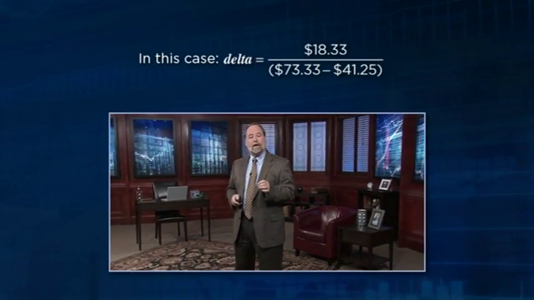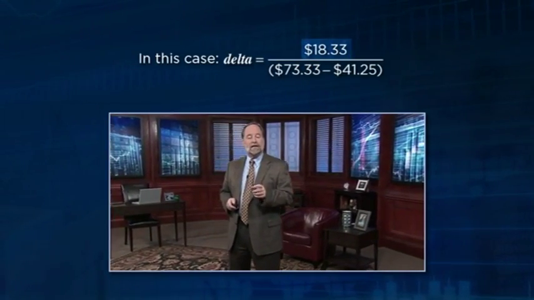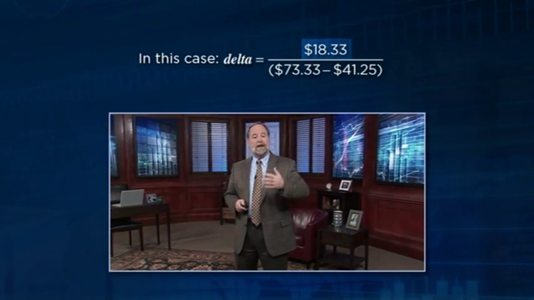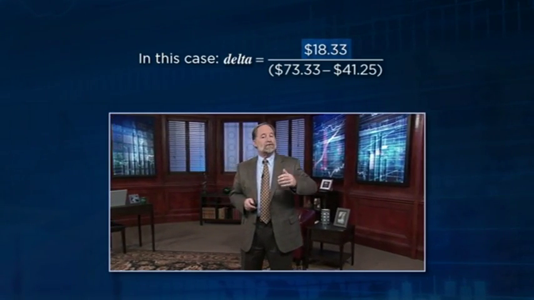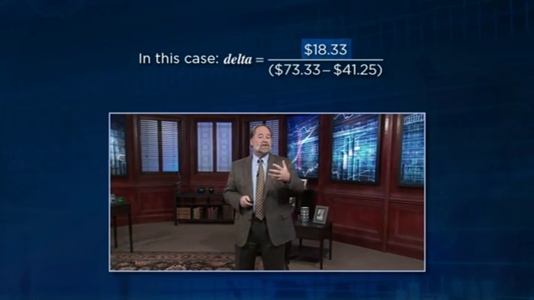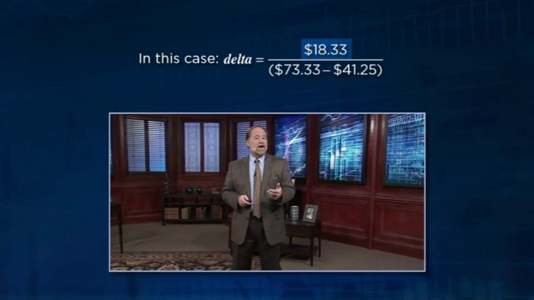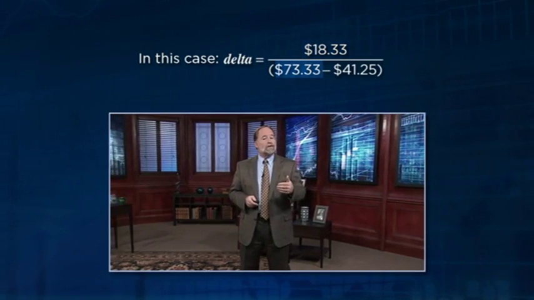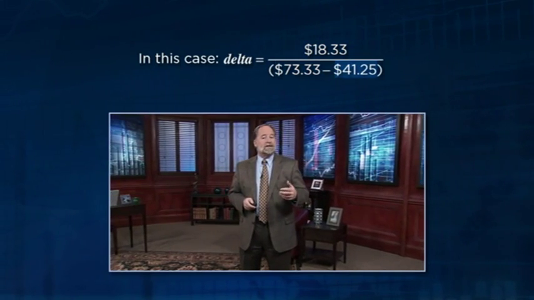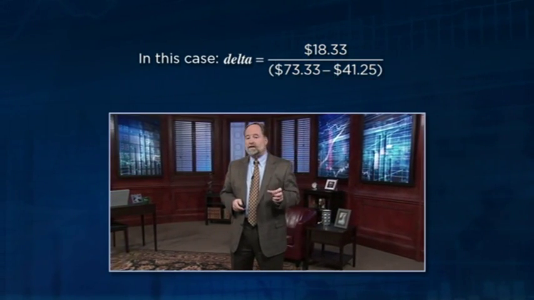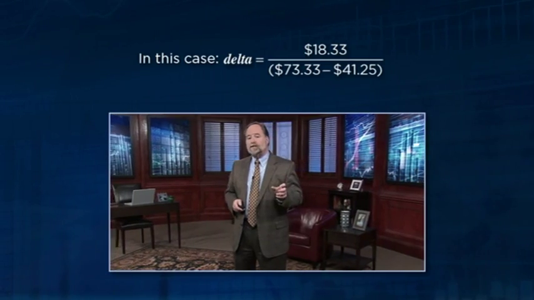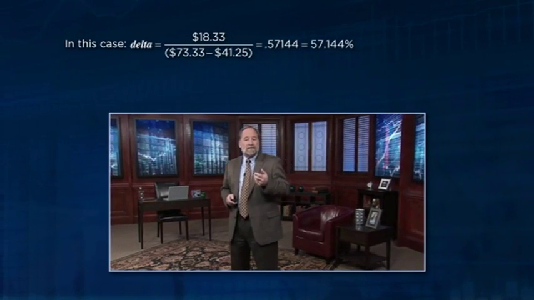Recall that the option delta is defined as what? The change in the option price divided by the change in the stock price. In this case, the delta is equal to what? It's equal to $18.33, because that's the change in the option value at expiration, right? It's either worth $18.33 or it's worth 0. Let's divide that by the change that's possible in the stock price. The stock price is either going to be $73.33 or it's going to be $41.25. So when I take $18.33 and divide by the difference between $73.33 and $41.25, what do I get? I get 0.57144. Okay, so that's what the delta is.